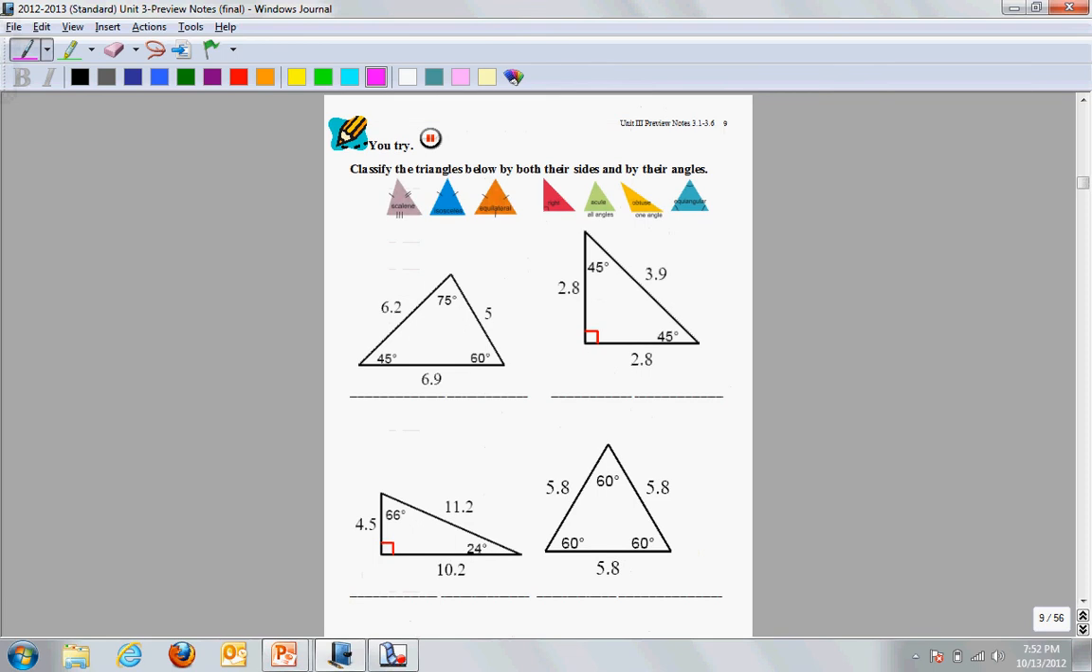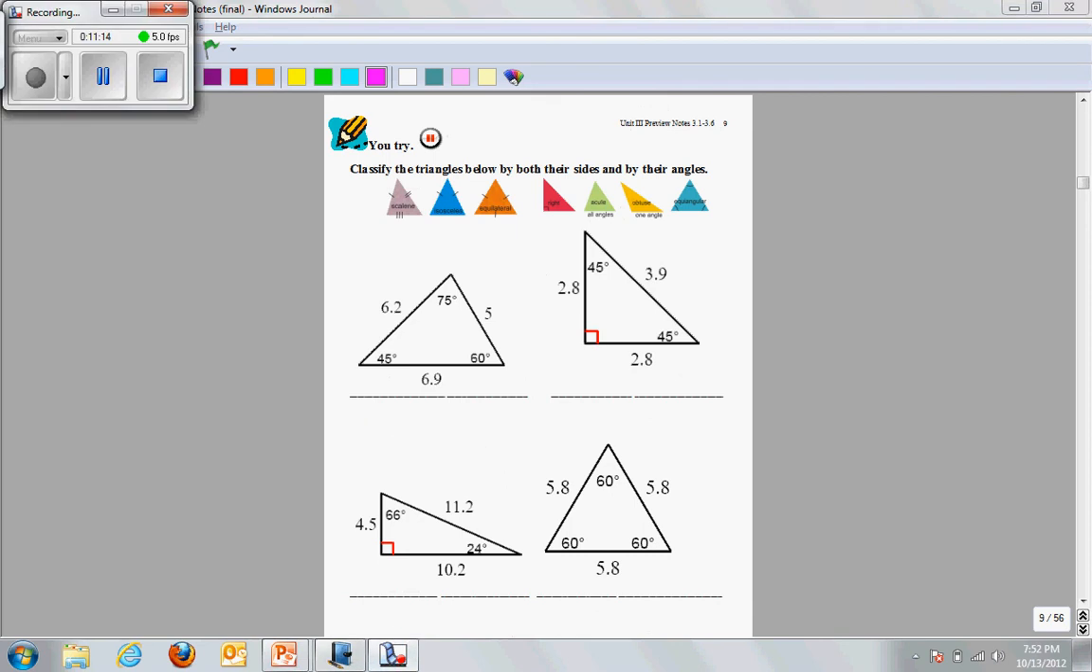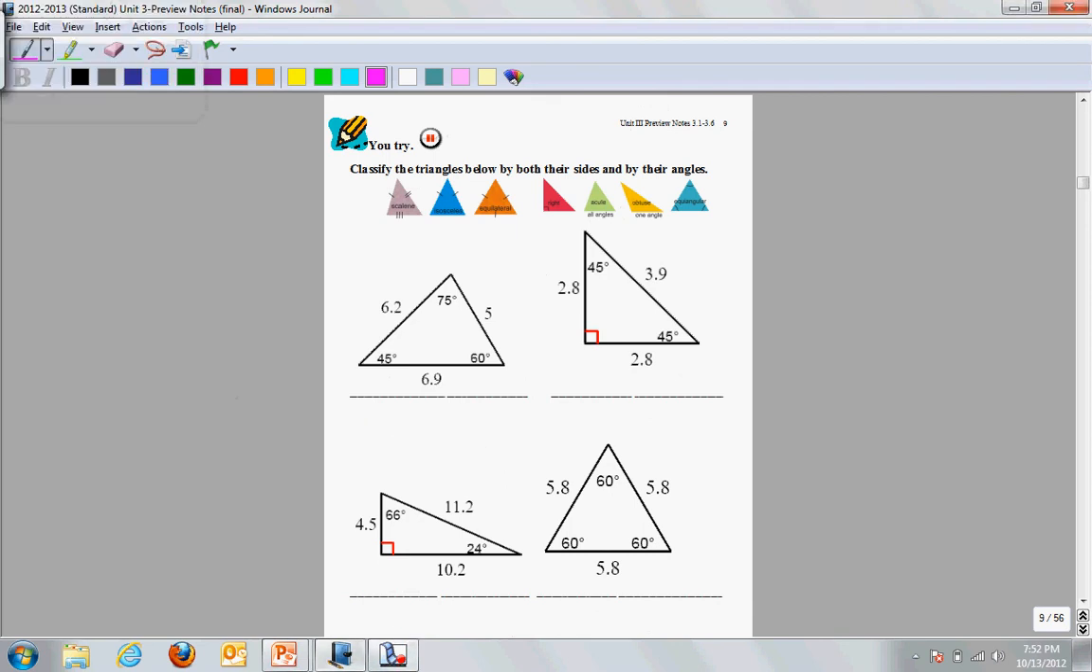Page 9, I'd like you to pause this video and do these 4 problems on your own. Welcome back. Let's see how you did. We want to classify these by sides and then angles. By sides and then angles.